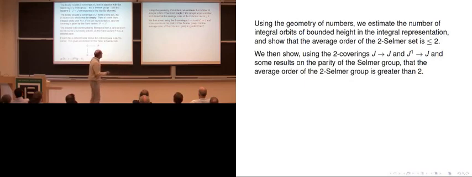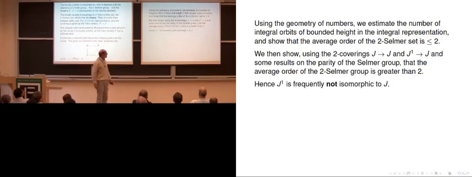And consequently, we get at least of order 2 in the Selmer group, and then using results of the Dokchitsers on signs of the functional equation, we show that the average order of the 2 Selmer group is greater than 2. We think in this case the average order should be 6. But we don't know that, but at least it's greater than 2. And these 2 results show that frequently J1 is not isomorphic to J. So that's the theorem that will appear in a paper in JAMS.